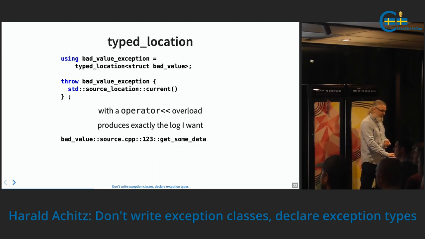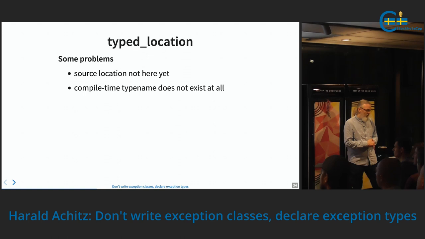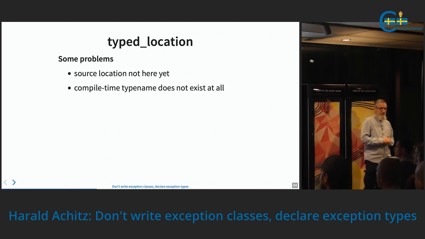So, declaring types, throwing them with the current location. And this could bring the last line. There are, of course, some problems. The source location is not here yet, but you can fake it very easily. And compile time type name does not exist at all, and also not in 20, maybe 23, we will see.